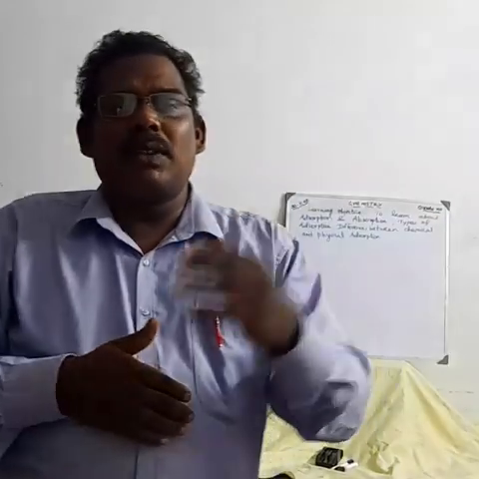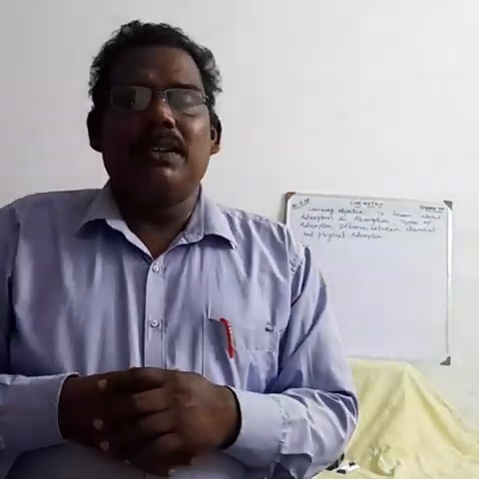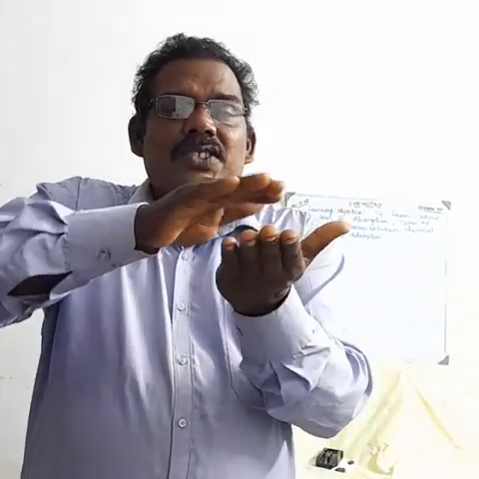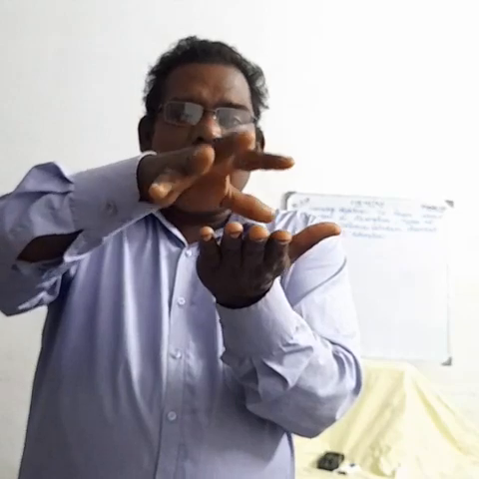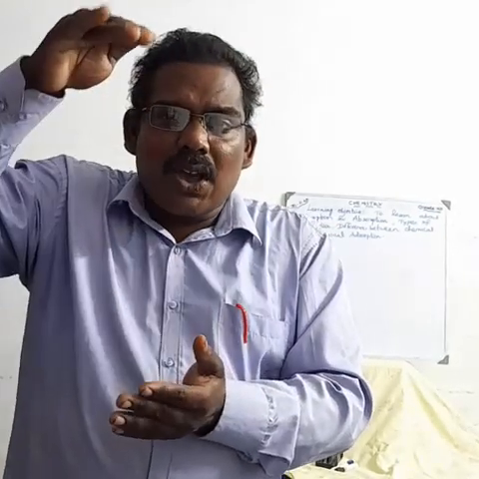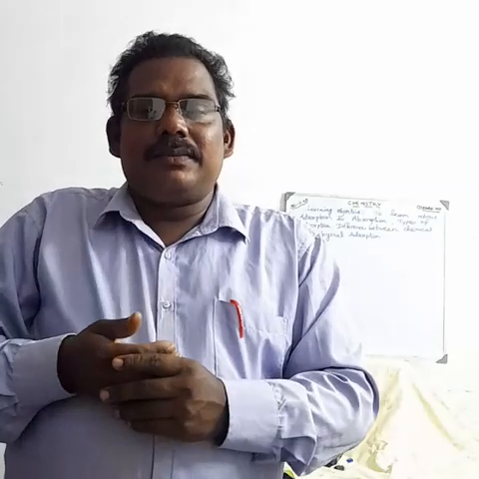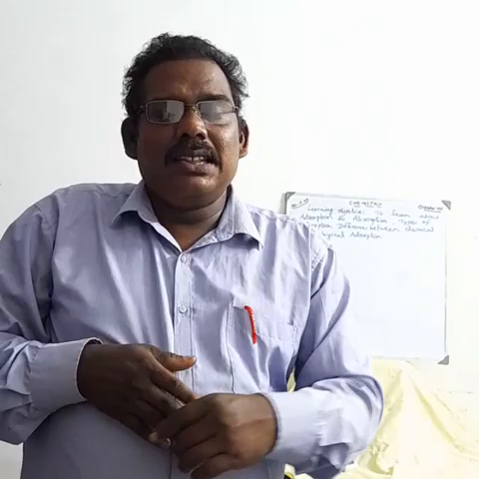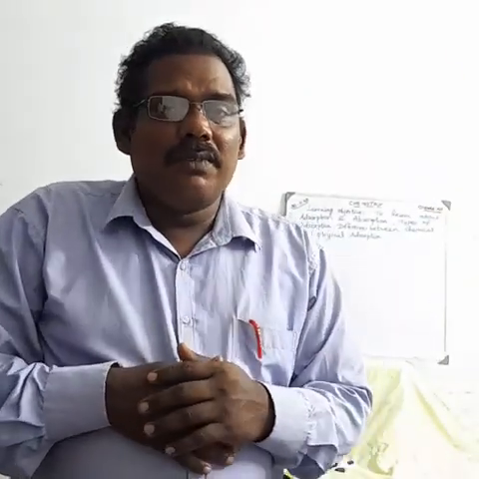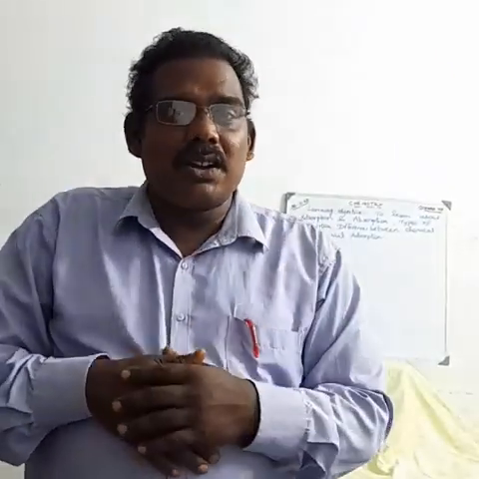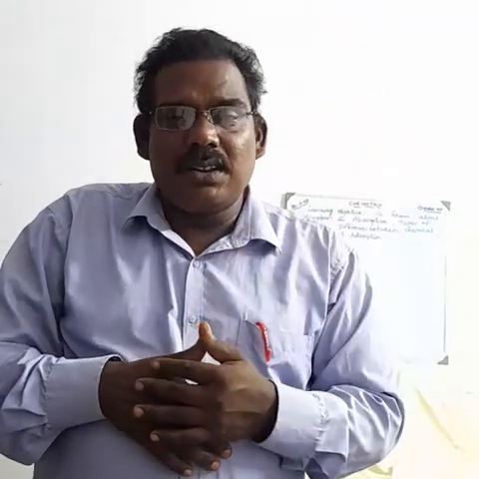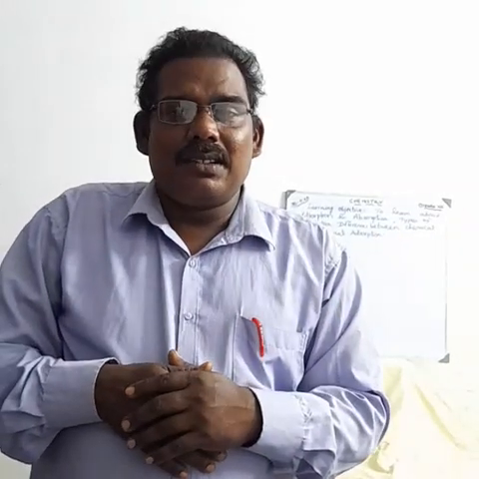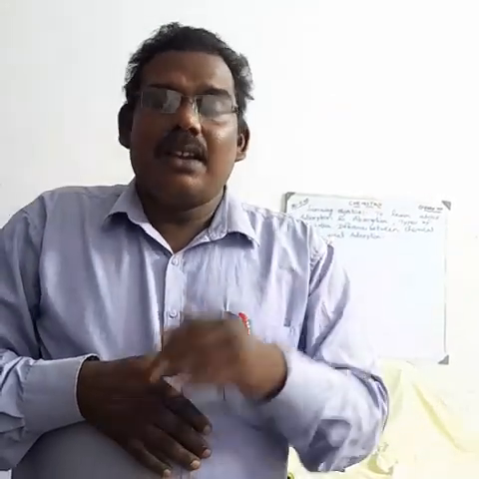What are the examples we can learn? Adsorption of oxygen on tungsten, that is a tungsten filament. Adsorption of hydrogen on nickel. And one more, adsorption of ethyl alcohol vapor on nickel. These are the examples, and the examples are also very important.